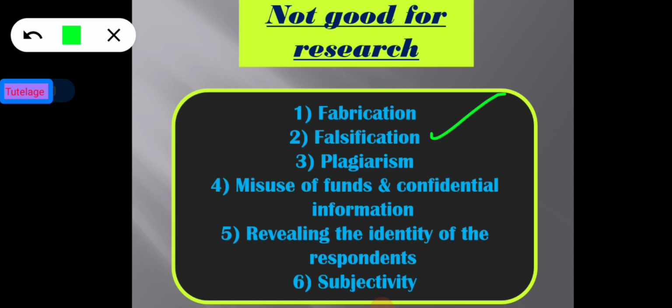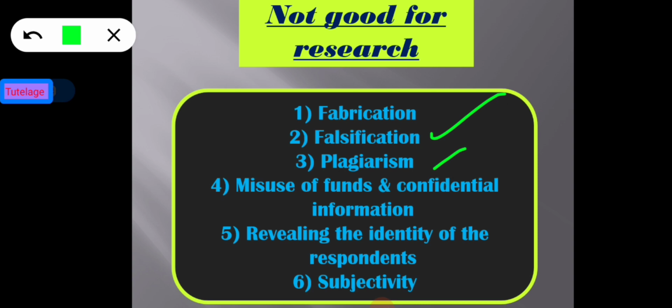So that's why falsification should be avoided in the research process, because it is unethical. Now, going to the third point, plagiarism. One should be careful while using another person's work and should cite it properly. But often it is seen that people use another person's work while claiming it to be their own. So, this is a case of plagiarism.